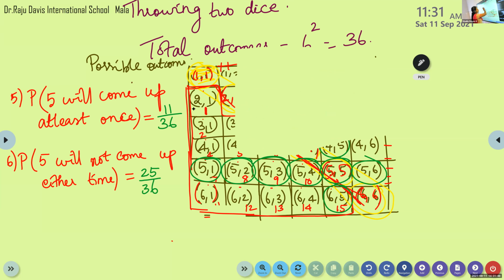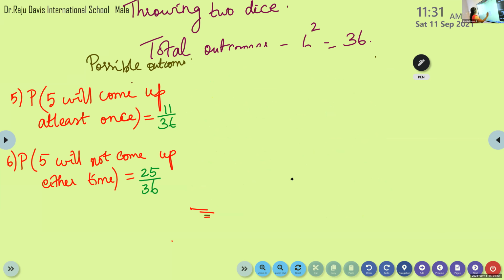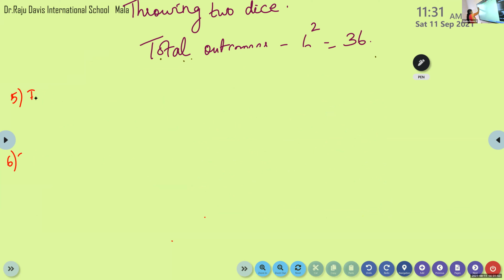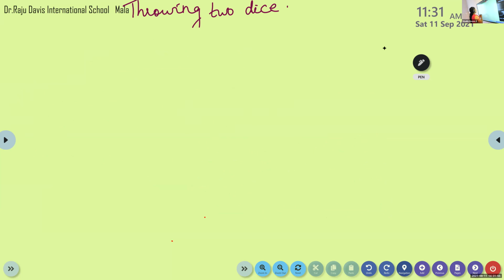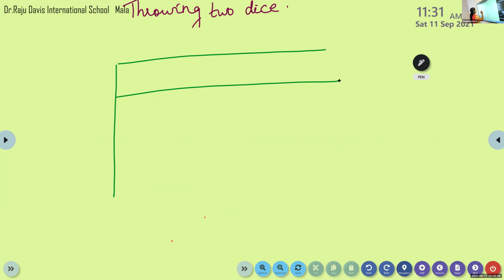Before writing the next one, I'm going to redraw the table again because for the next type, again, the same case only you are going to consider: two dice. When you throw two dice, what are the possible outcomes?